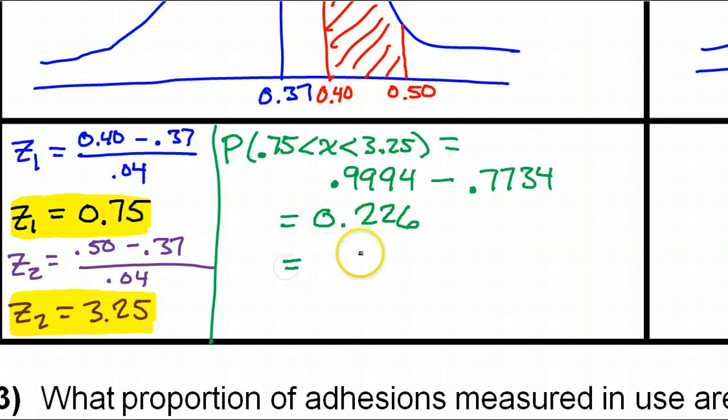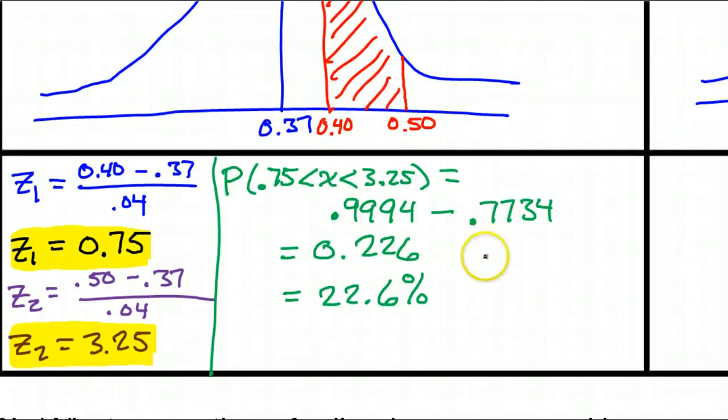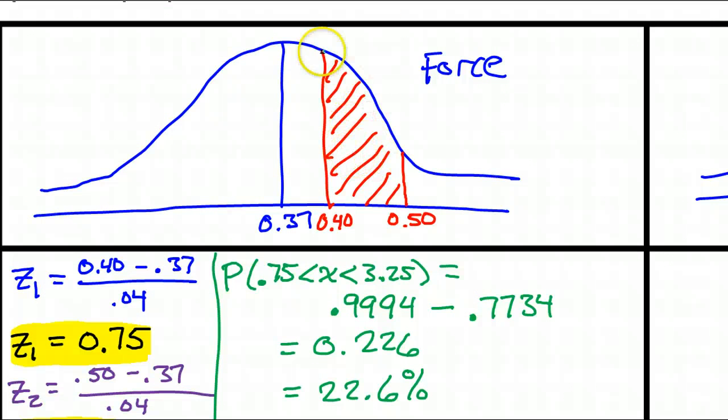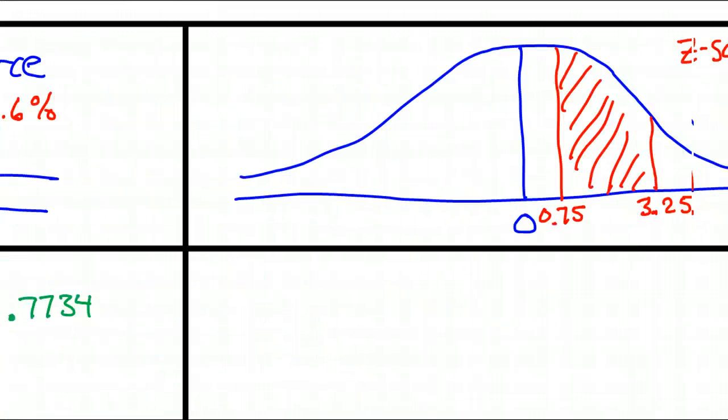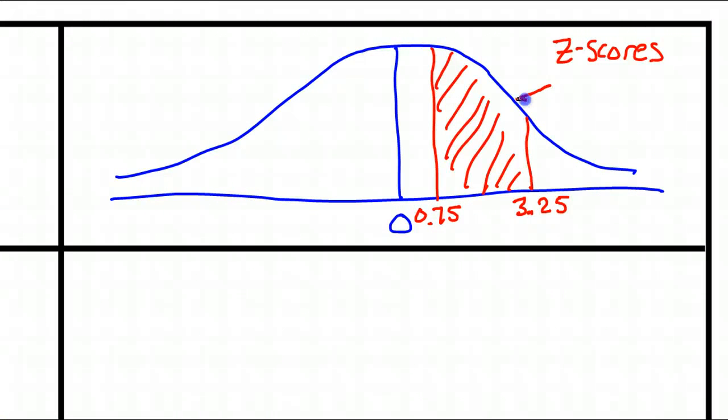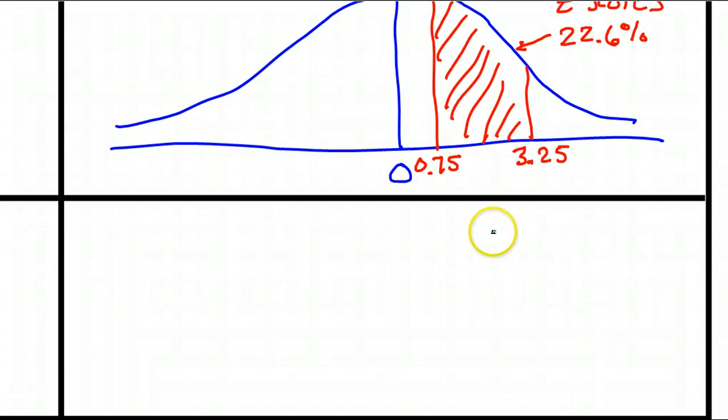Okay, which as a percentage, moving it twice, would be 22.6%. Okay, that means the proportion in between these values is that 22.6%. So let's put that in the picture, 22.6%. It also belongs in this picture. Okay, 22.6% is right in there.